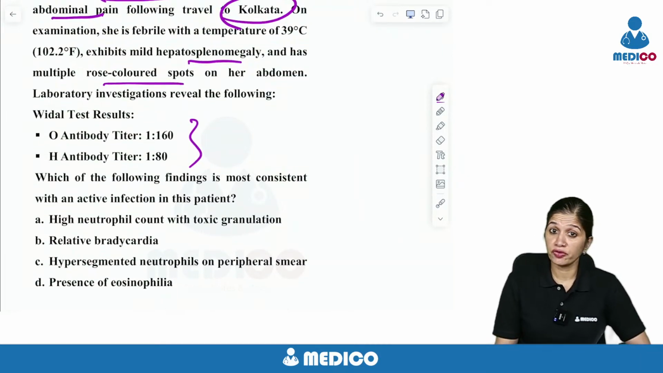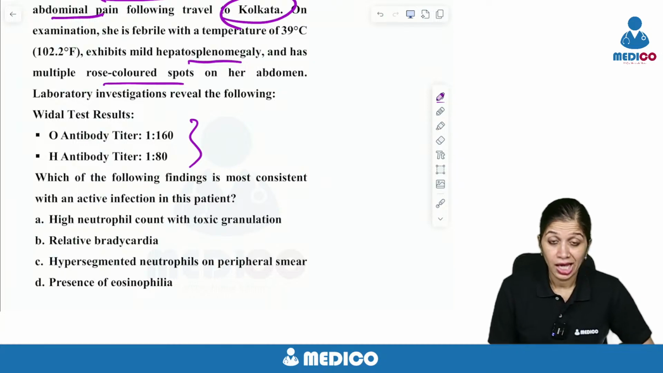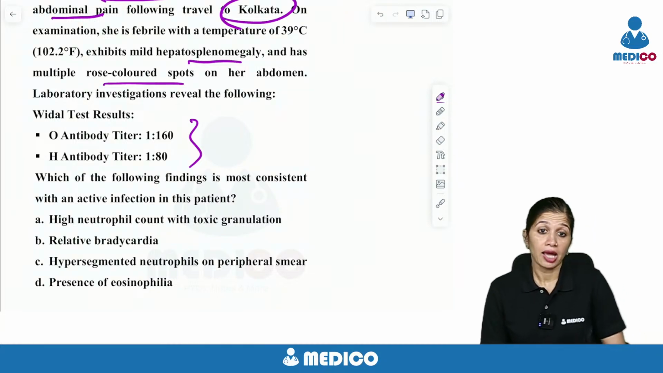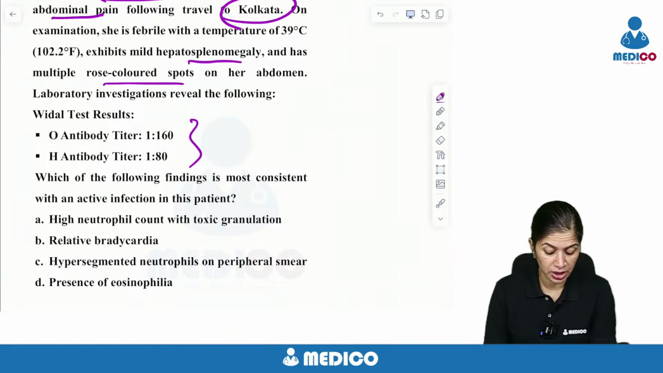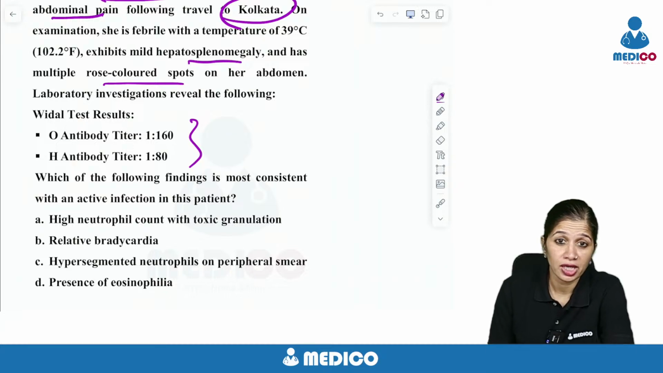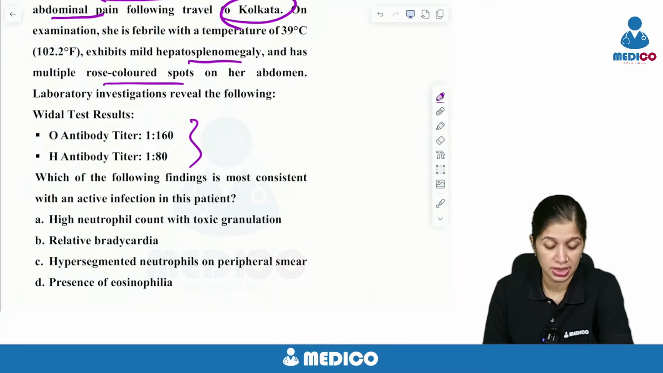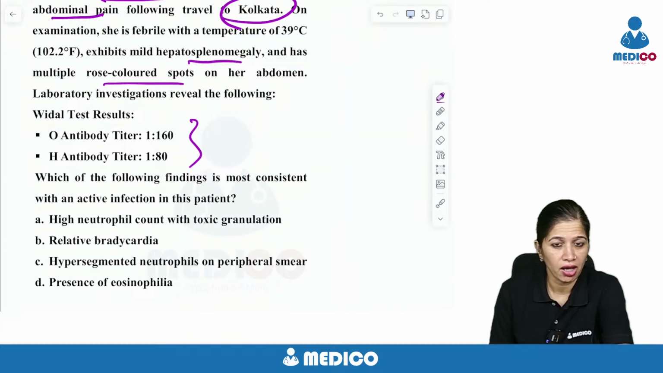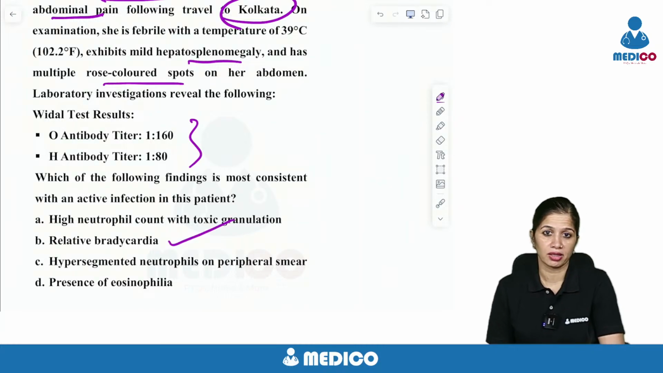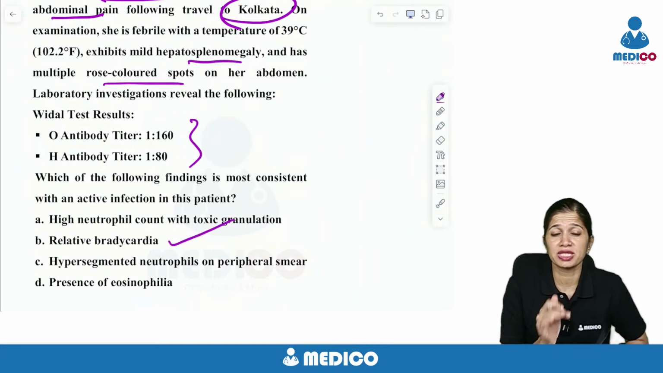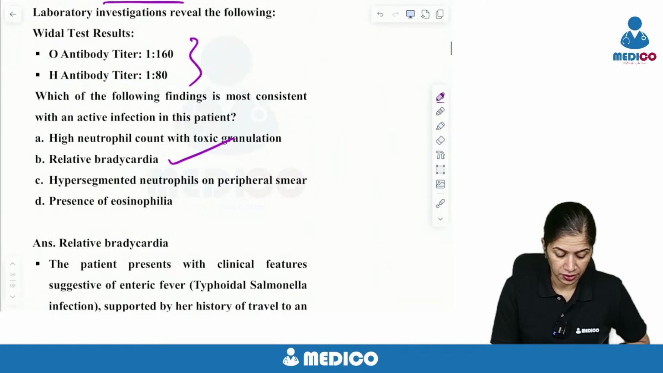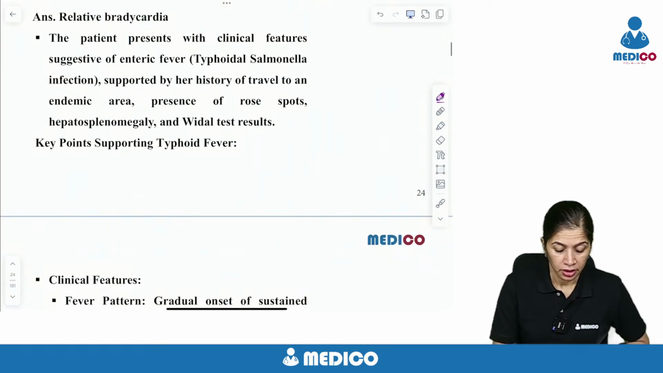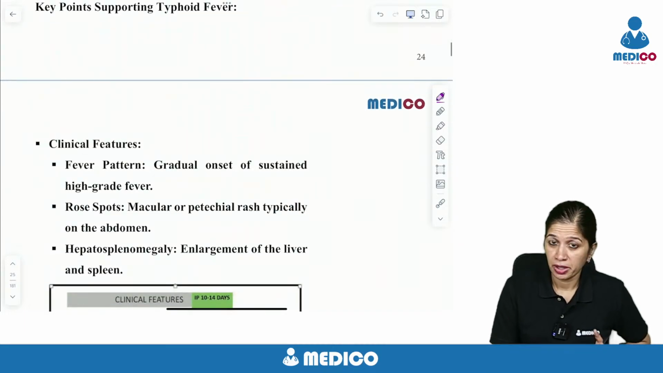Is it a high neutrophil count with toxic granulation, relative bradycardia, hypersegmented neutrophils on peripheral smear, or the presence of eosinophilia? So the classical finding that we get to see in a patient with Salmonella typhi is not eosinophilia, it is not hypersegmented neutrophils, or a high neutrophil count with toxic granulation, it is relative bradycardia, right? So relative bradycardia is that specific sign for Salmonella typhi. We already discussed the first part, why it is so, okay?